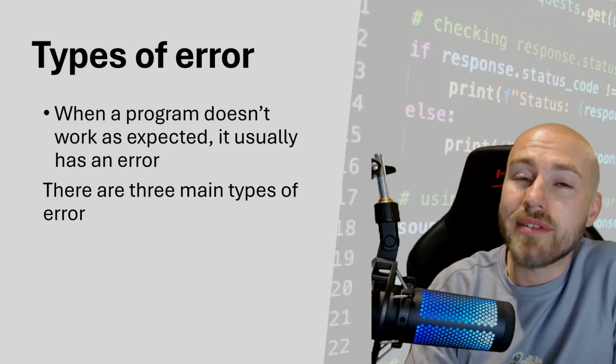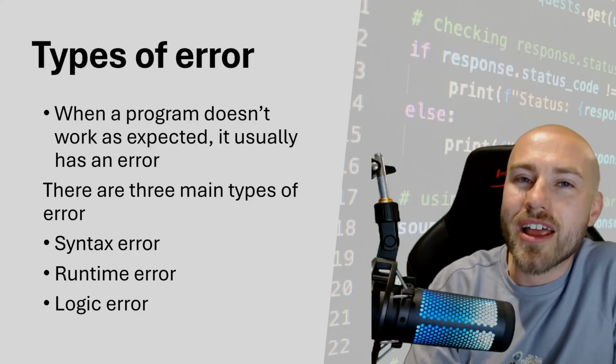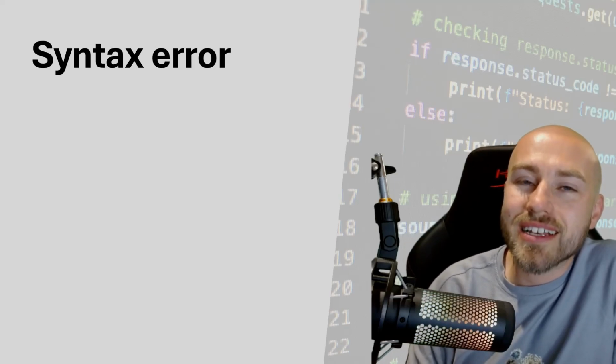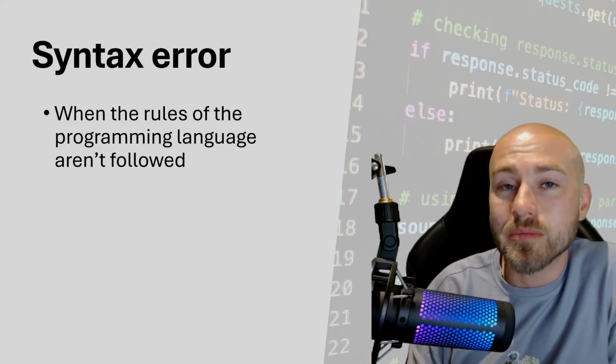There's three main types of errors that we're going to have a look at today. We've got a syntax error, we've got a runtime error, and we've got a logic error. So first of all, let's have a little talk about what a syntax error actually is. As a definition, it's when the rules of the programming language aren't being followed.